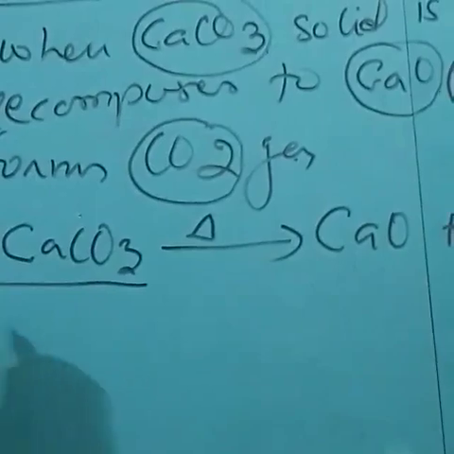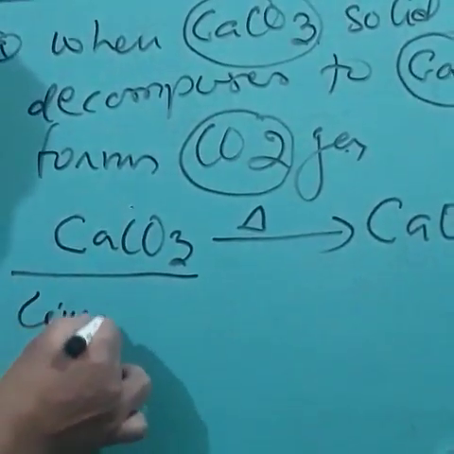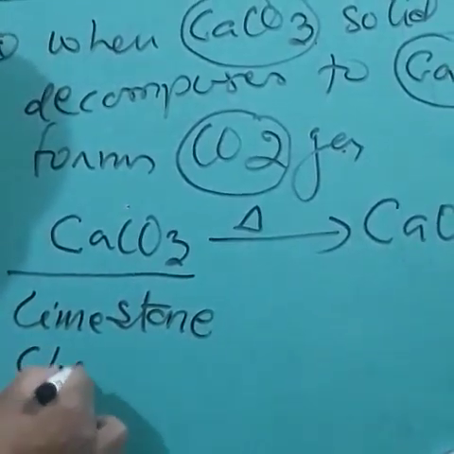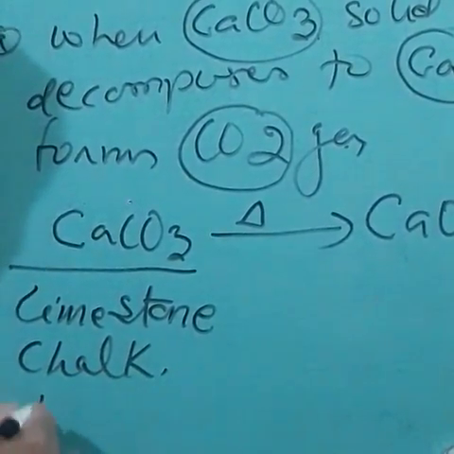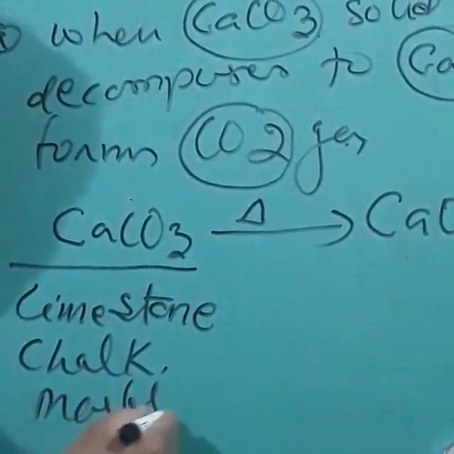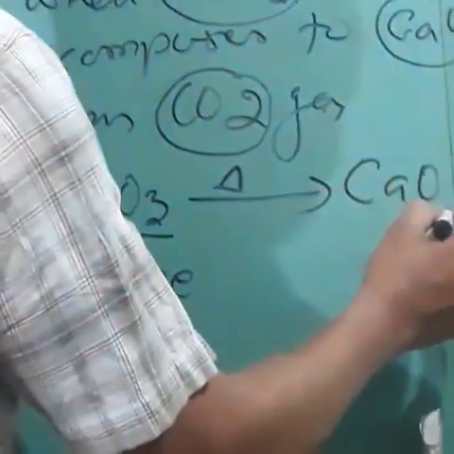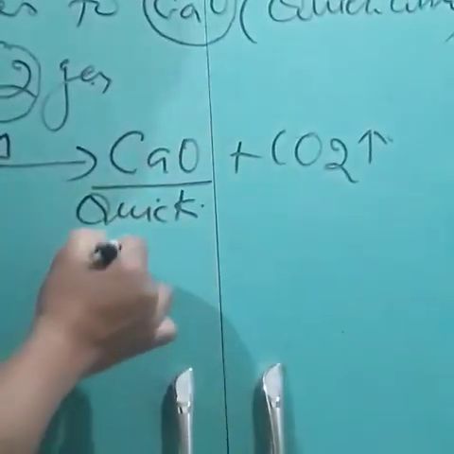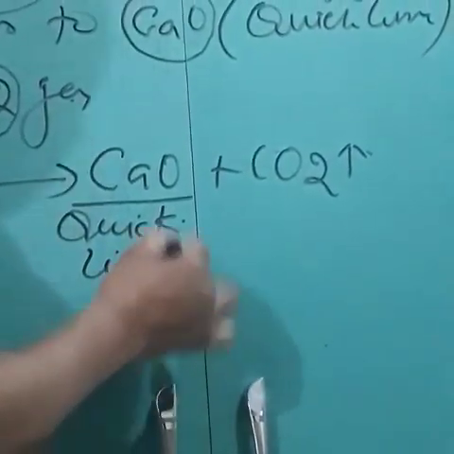This is called what? What is its common name? It is called what? Limestone, or you can call it what? Chalk, or you can call it what? Marble. And this is what? Calcium oxide, which we used in an earlier activity. This is what? Quicklime, and this is carbon dioxide gas.